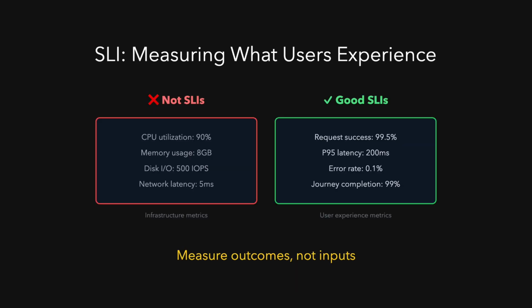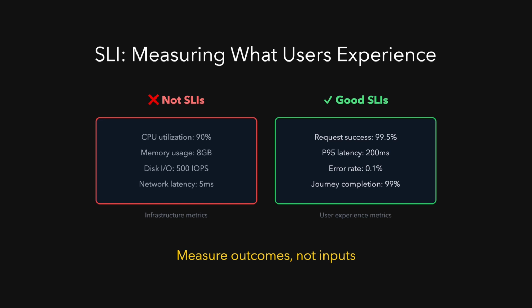First one is SLI, Service Level Indicator. And SLI is measurement. That's it. It's a quantitative observation of how your service is behaving. For example, request latency, error rate, system throughput, or availability. Notice what these have in common. They are specific, measurable, and objective. Not "the system feels slow," but "P95 latency is 500 milliseconds."